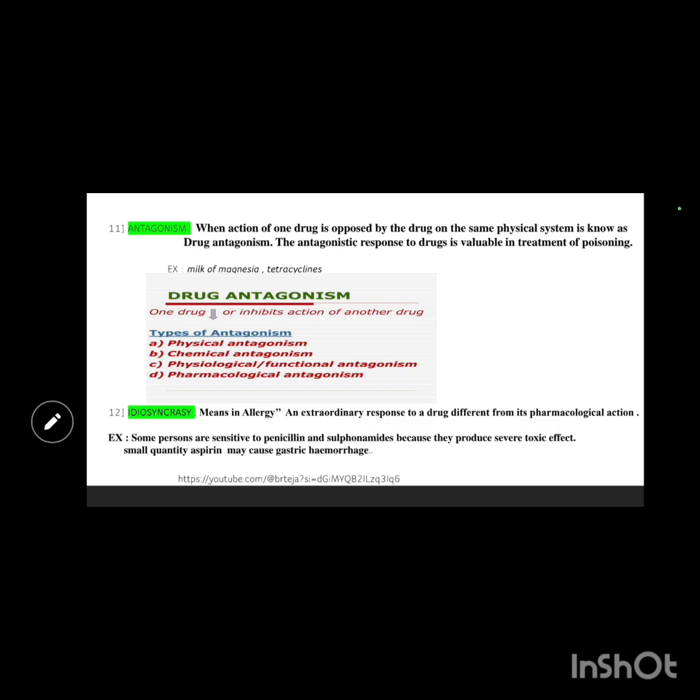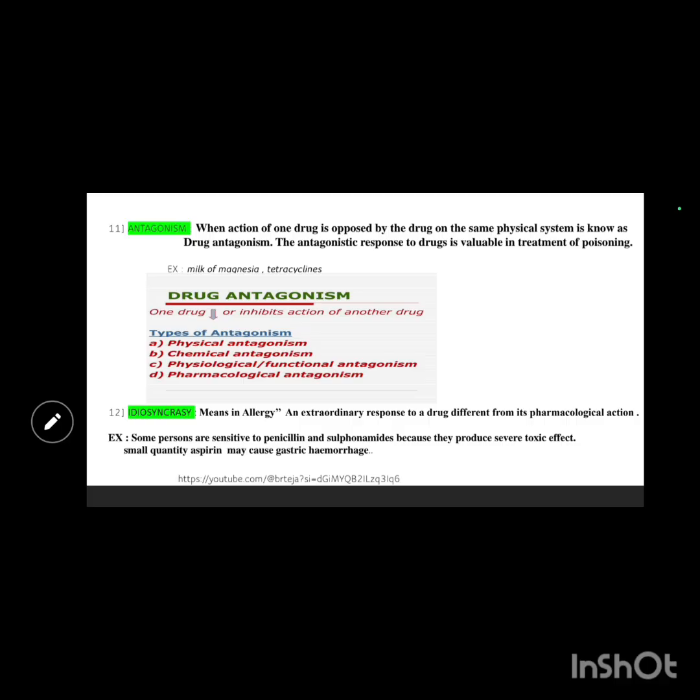Types of antagonism: physical antagonism, chemical antagonism, physiological or functional antagonism, and pharmacological antagonism. For example, milk of magnesia given in acid poisoning, where the alkaline milk of magnesia neutralizes the effect of the acid. This is called antagonism.